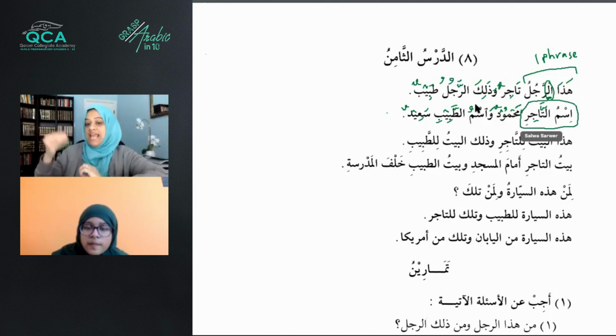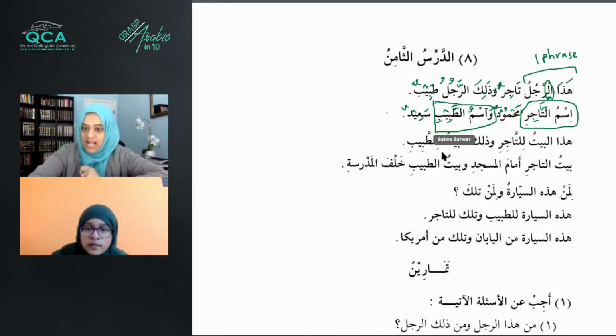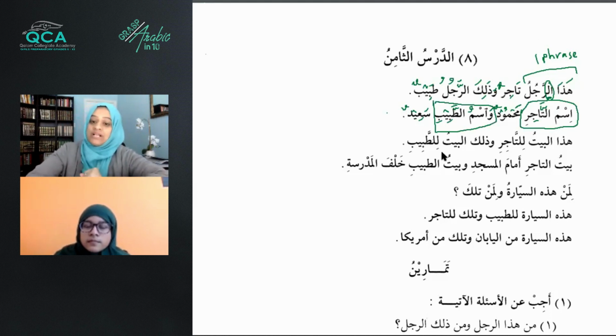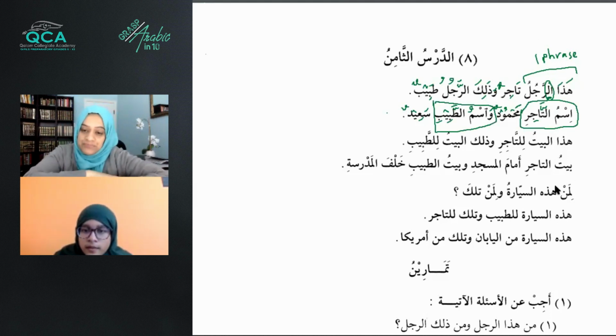Okay, good. So the name of the trader is Mahmoud and the name of the student is Saeed, right? So even if you get confused, whether it's idafa or something else, doing the word for word translation helps you figure out what kind of construction it is. It has to make sense at the end of the day, the translation. Okay, good. Move on.